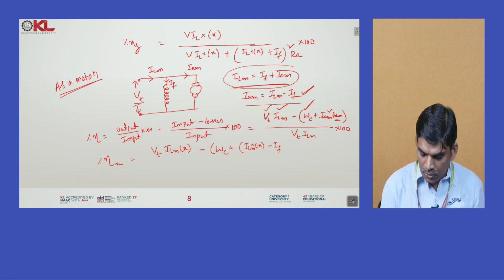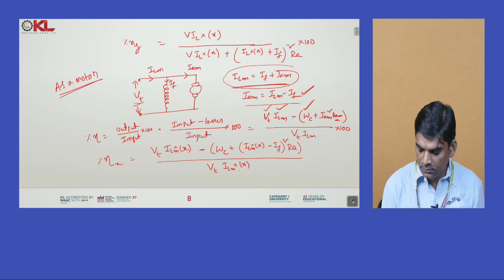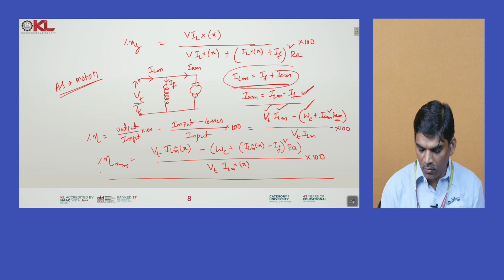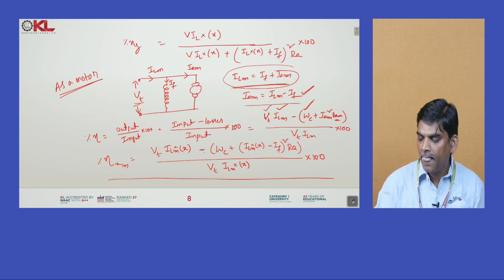IAM square RA by VT into ILM into some fraction, which depends upon the load. This is the general formula for the efficiency of a motor. By using this formula we can easily calculate the efficiency at any load.